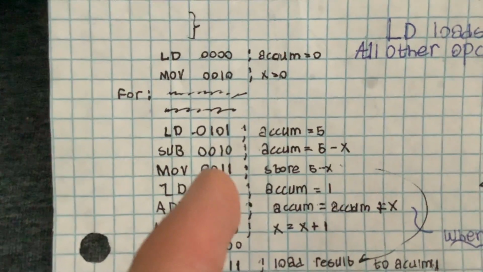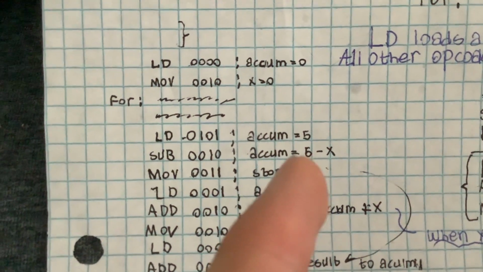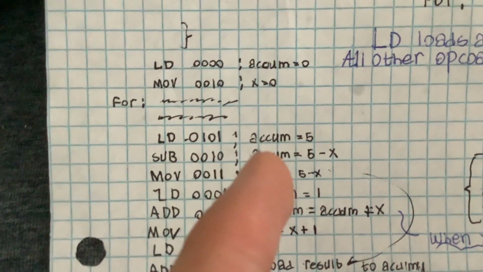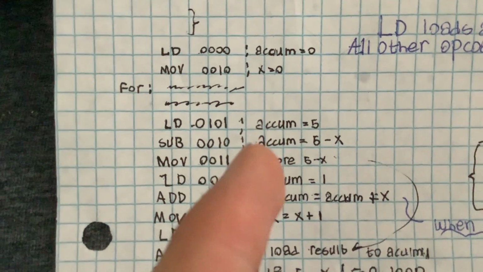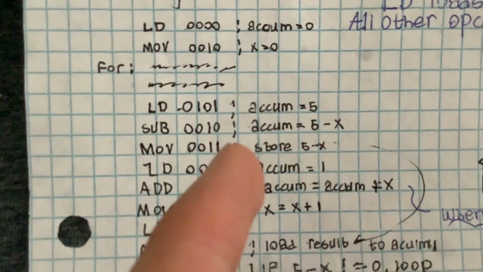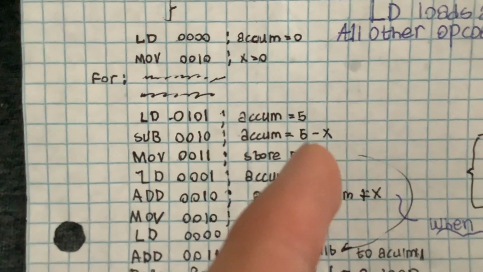And now we are going to load in 5. So now the accumulator equals 5. And now we are going to subtract address 2 from the accumulator. So now the accumulator equals 5 minus X.